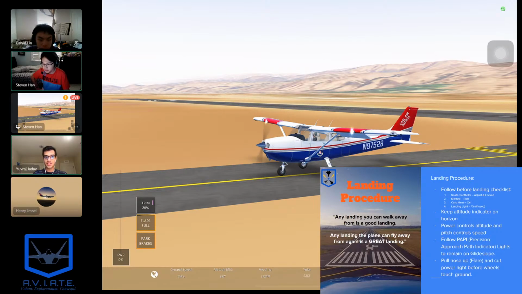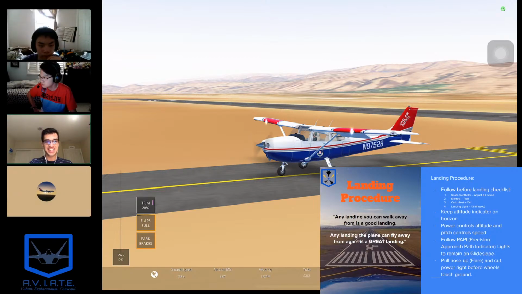Steven has been doing an excellent job with the landings today. And of course on the screen, I am showing the landing procedures. I should have shown that a little earlier, but I just wanted to show a full screen of the sim. But that's basically what it is. Our landing procedures. You can follow along.